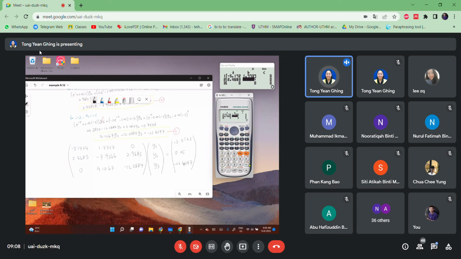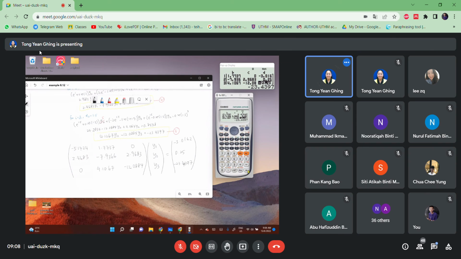And then here the second one, negative 7.9366, 2.9683, and then D is here, 0.25. And next one, this one is 0. And then this one is 4.1067, negative 12.0884, and then negative 23.4397.